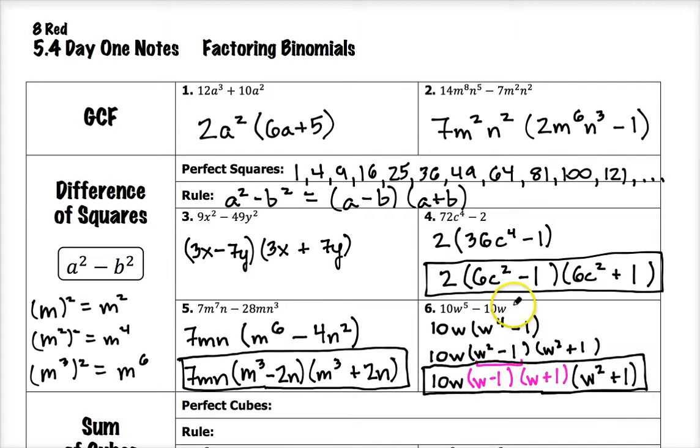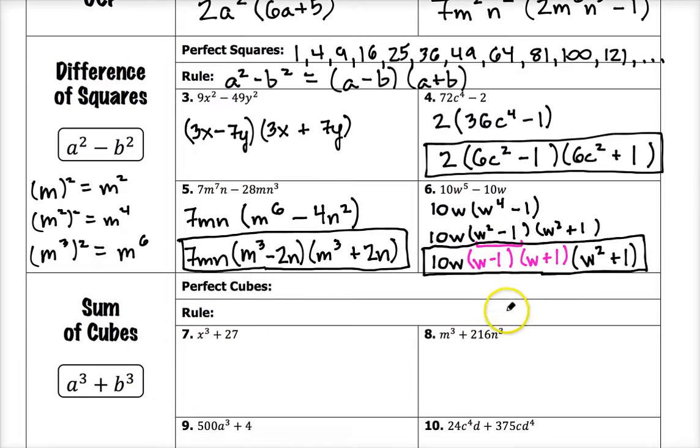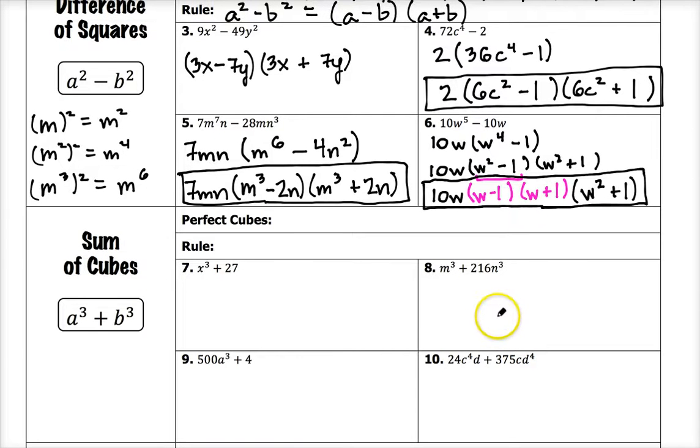Okay, so those were the factoring methods that you already knew for factoring binomials. Now we're going to get into some new factoring methods. And the first factoring method is called a sum of cubes, and it's exactly what it sounds like. If you have a perfect cube plus another perfect cube, that can be factored.